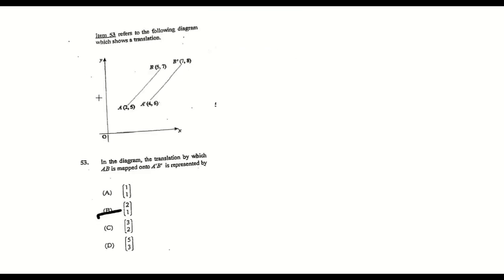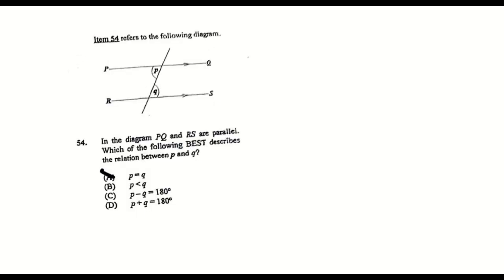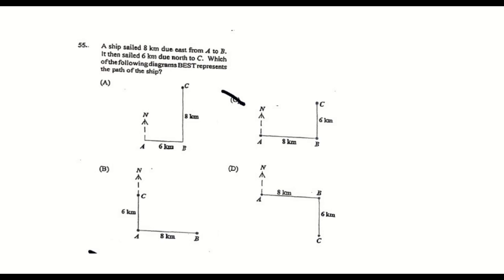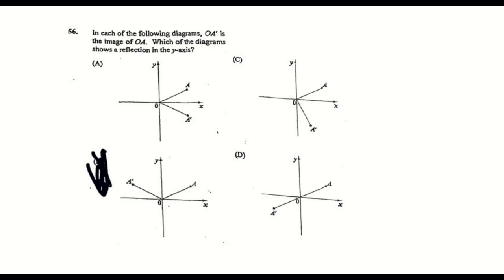This is a repeated question. The translation is 2, 1. This is a repeated question. P is equal to Q. This is a repeated question. They go 8 kilometers due east and then 6 kilometers due north. So you're going to the right-hand side like this and then going up for 8 and then 6. So it is in fact C. This one here.